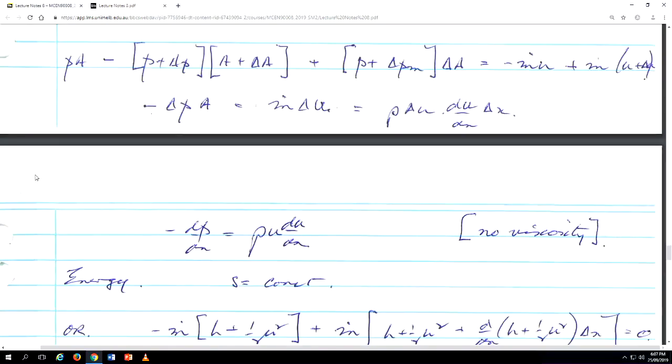So I've written down mass, I've written down momentum. I now need to write down energy. Well, you've seen that I've said one way to write down the energy for this particular case is to simply say that S is equal to a constant everywhere. I proved that. Or alternatively, I could write down the energy as minus m dot (h plus a half u squared) plus m dot (h plus a half u squared) plus d dx of (h plus a half u squared) delta x.